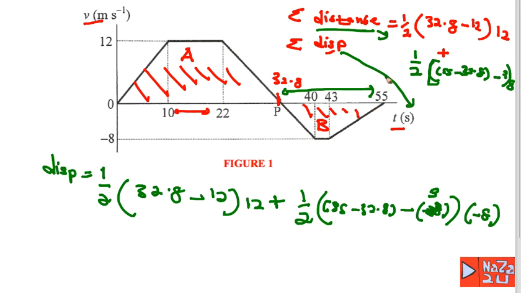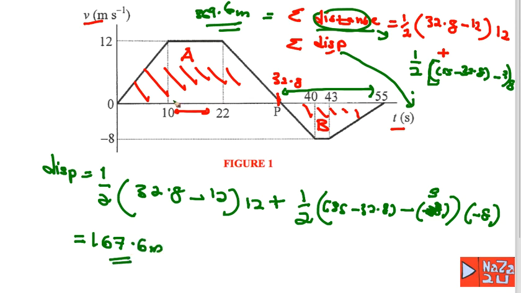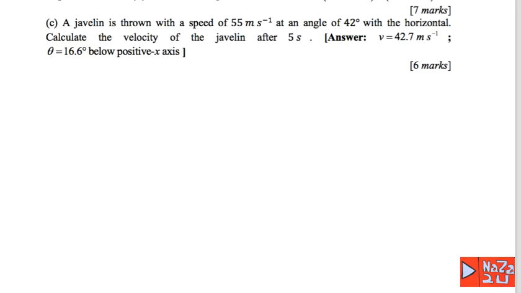So now, if you calculate the value of the distance, this is equal to 369.6 meters. And the displacement is equal to 7.6 meters. So the distance is greater than the displacement, because for the displacement you must consider the negative value, since the value here is negative 8. Okay class, continue to question number C.